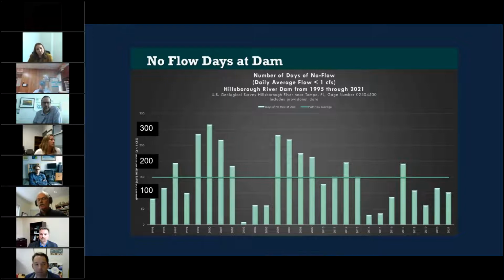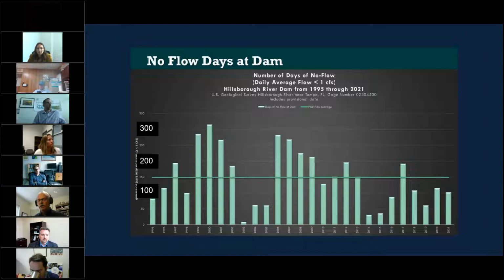This slide shows the number of no flow days at the dam per year for the period 1995 to 2021. When there is flow over the dam, the city can meet their water supply needs from the river. But when there is no flow at the dam, they rely on inflows into and water storage in the reservoir.